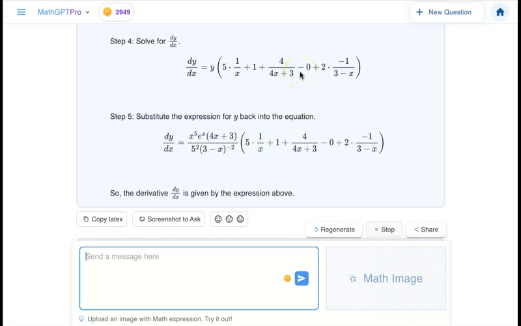I feel bad for the professors and teachers that are having to grade these, because there are so many ways you could simplify this and they're all the correct answer.